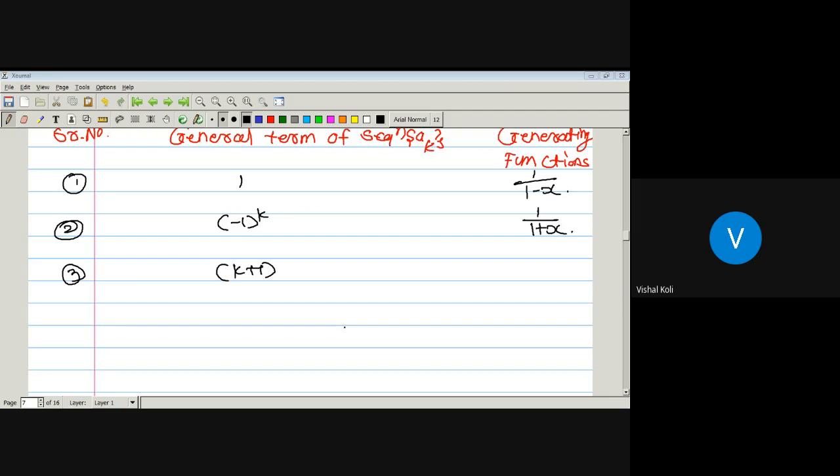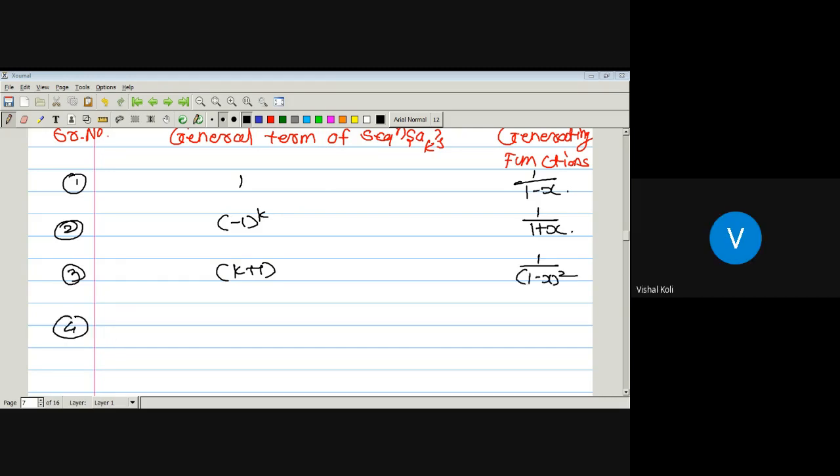Next one, k plus 1. It is nothing but 1 plus 2x plus 3x square plus 4x cube and so on, and its closed form is 1 upon (1 minus x) whole square.